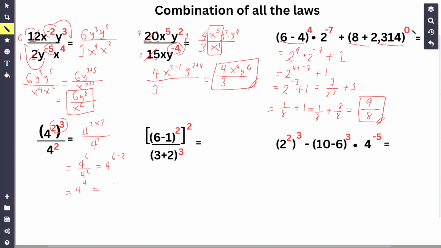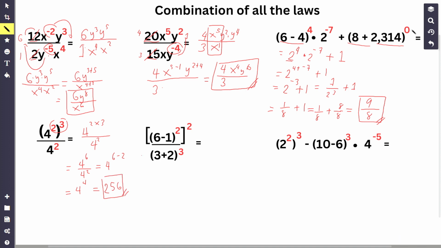And 4 raised to 4, what is that? It's going to be 4 times 4 is 16, right? So 16 times 16 is 256. So it's going to be our final answer.